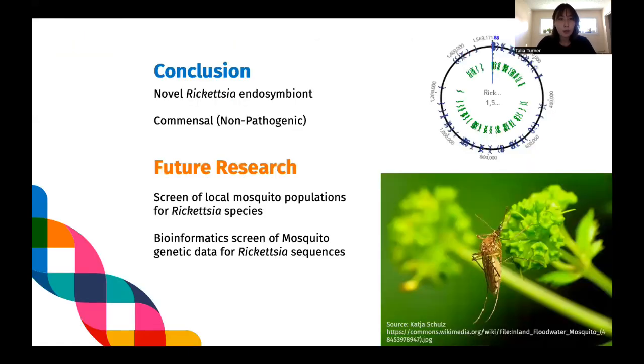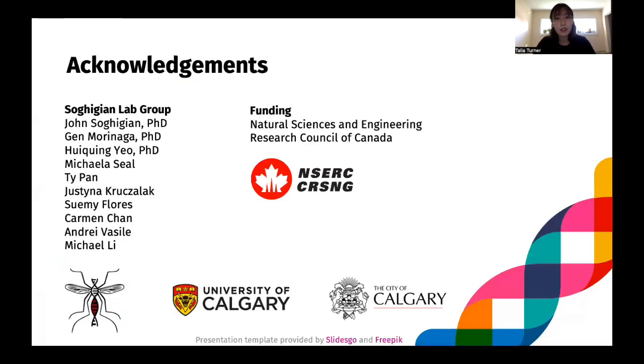So based on this, we were able to conclude that we did in fact have a novel species of Rickettsia, and that it was most likely non-pathogenic just based off of its position within the phylogeny. I'm currently working on performing a screen on local mosquito populations, as well as a wider bioinformatic analysis of mosquito data online. So thank you so much for listening.